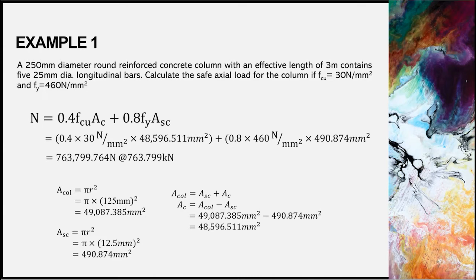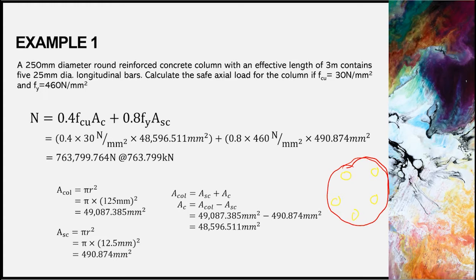Okay, for example number 1, we're going to start with this example. A 250 mm diameter round reinforced concrete column with an effective length of 3 meter contains 5 25 mm diameter longitudinal bar. Okay, so now we try to draw so we understand better what it means. So it says this is a round column. Ignore the ugly drawing, and then it has 5 25 mm diameter longitudinal bar, meaning main bar.